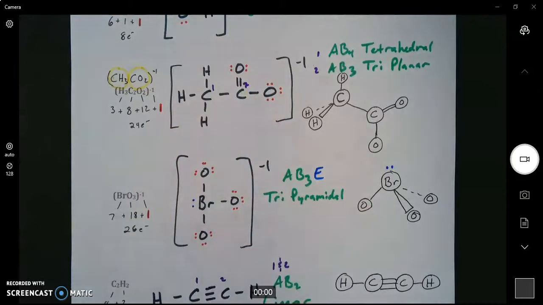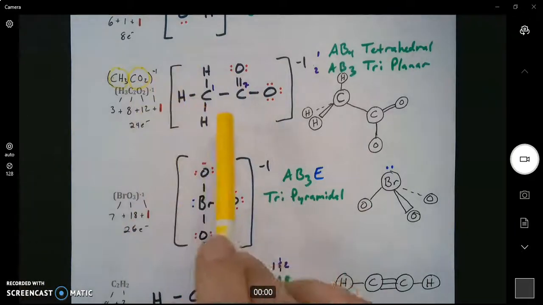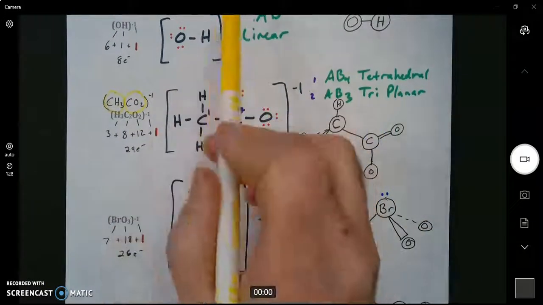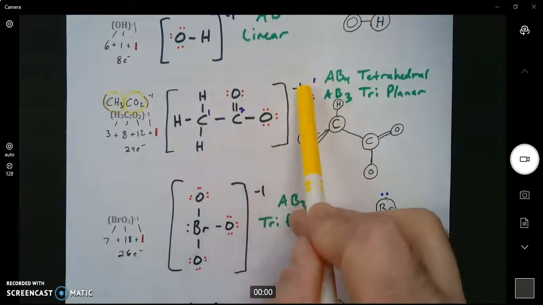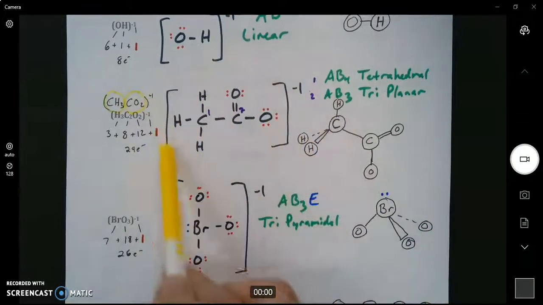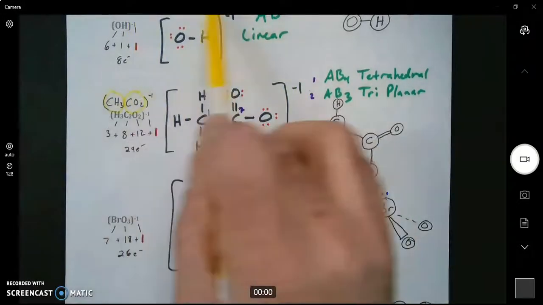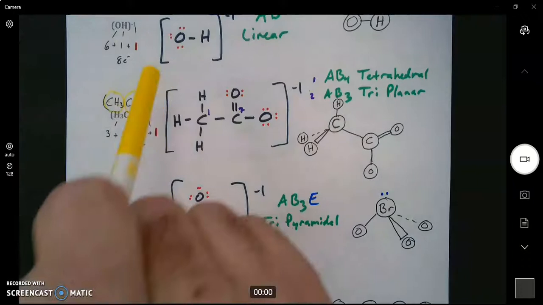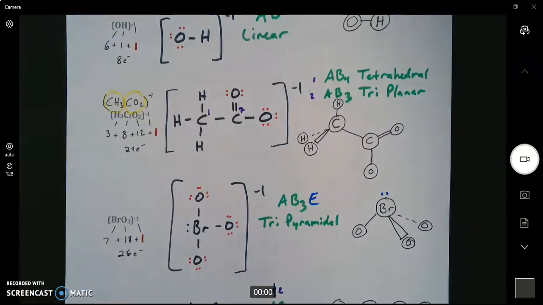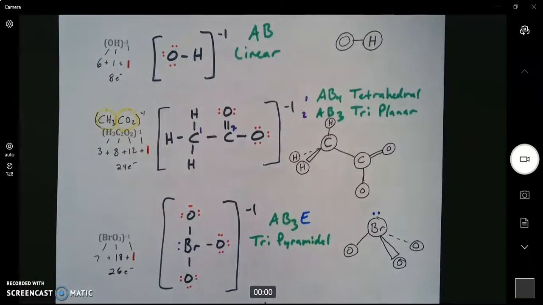The other thing is, whenever you have a polyatomic, you have to put it in brackets with the charge outside when you do the Lewis dot structure. You have to put the Lewis dot structure in brackets with the charge outside so that we know that it only exists because that extra electron has been added in.